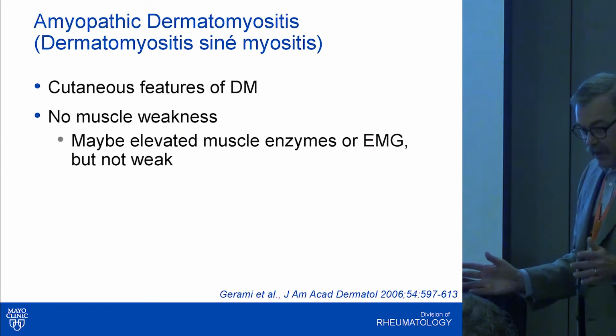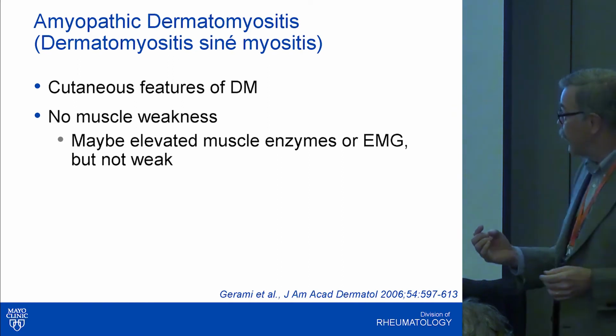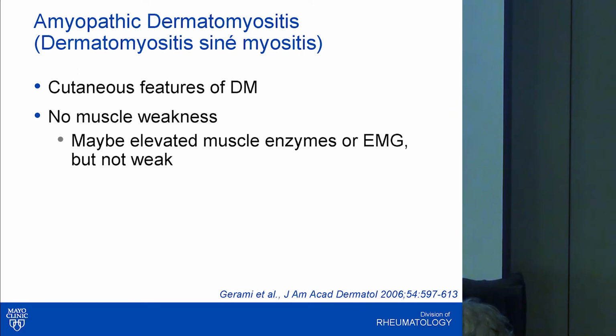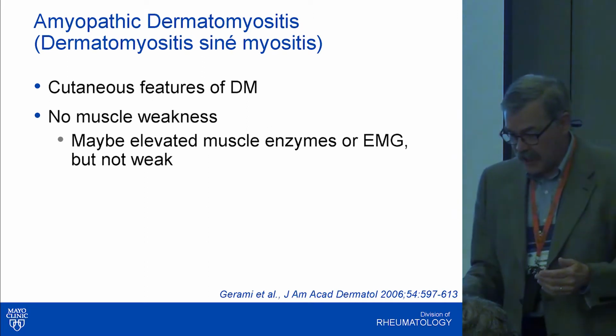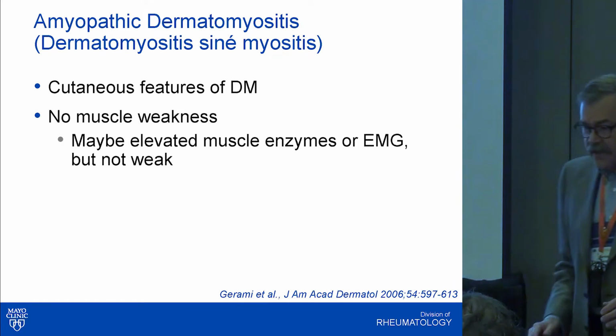And then there's what I already mentioned, amyopathic. So amyopathic, no muscle pathology. Dermatomyositis used to be called dermatomyositis sine myositis. So these patients have cutaneous features of dermatomyositis but no muscle weakness. They might have elevated muscle enzymes but no weakness.